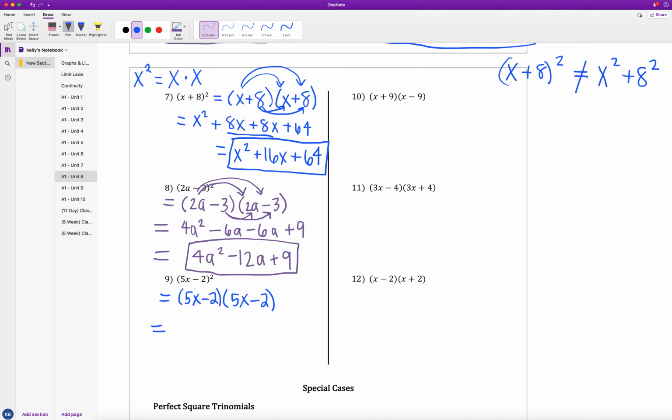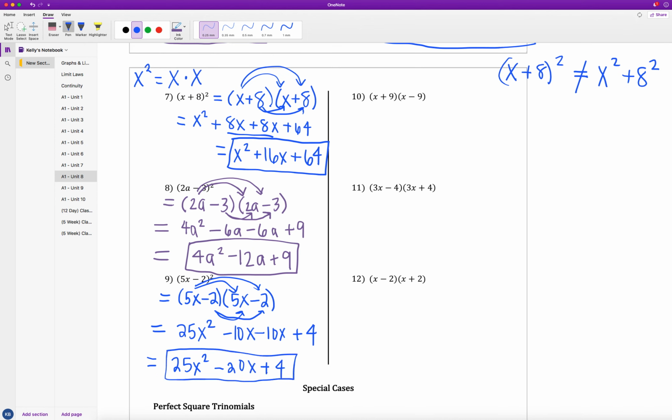Instead, I've got to start multiplying everything out. So 5x times 5x will give me 25x to the second power. 5x times negative 2 will give us a negative 10x. Negative 2 times 5x is going to be another negative 10x. And then negative 2 times itself will give me positive 4. The last thing I have to do is combine any like terms, so I end up with 25x to the second minus 20x plus 4.